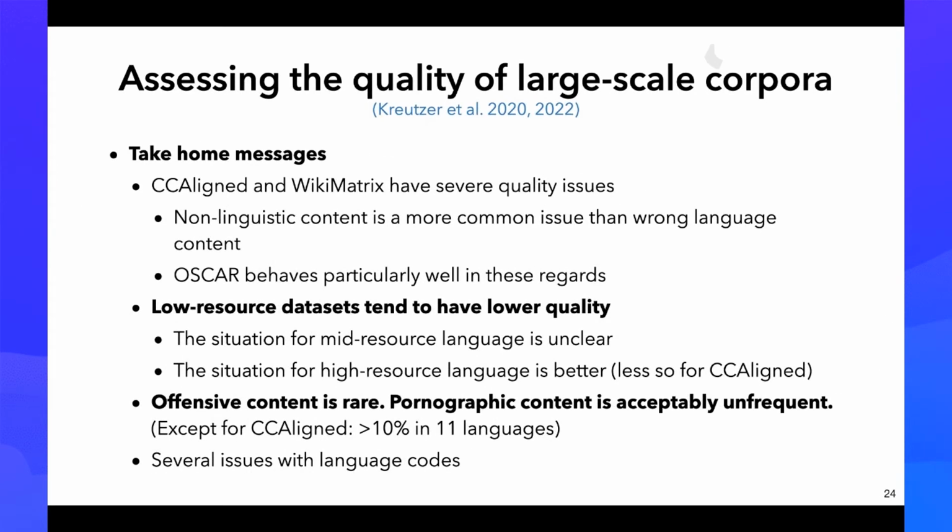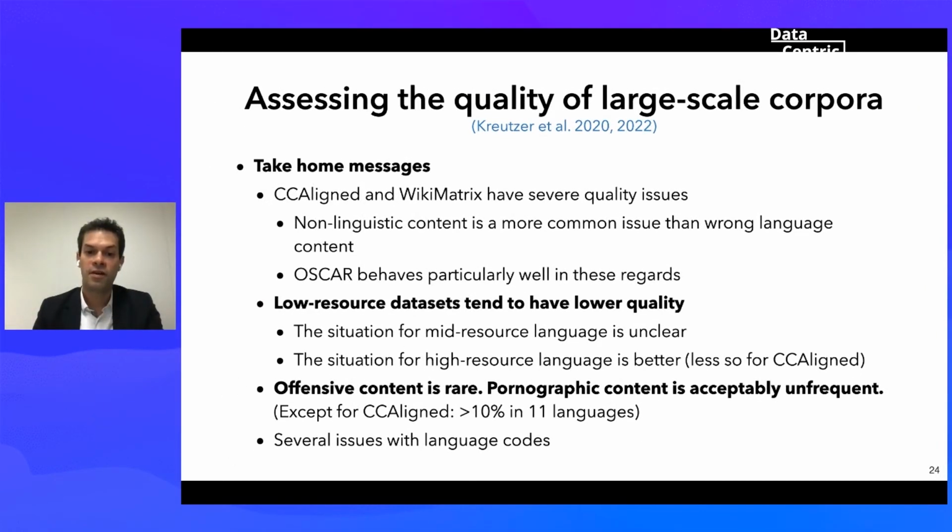Another take-home message is that low-resource datasets tend to have lower quality. So basically, those languages for which we do not have a lot of data, well, it turns out the little data that you have is generally of low quality with a lot of language classification errors. The situation for mid-resource languages is unclear, and the situation for high-resource languages is better, at least for corpora other than CC-aligned.